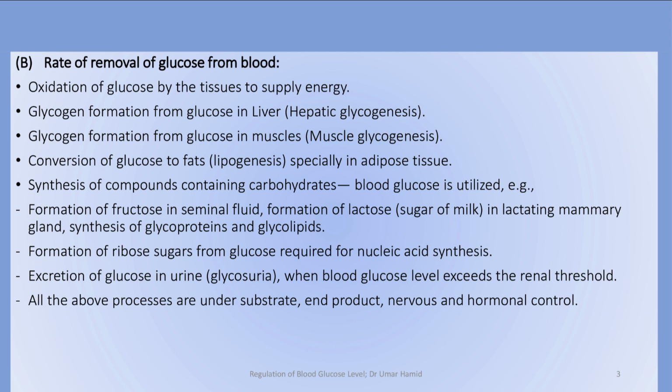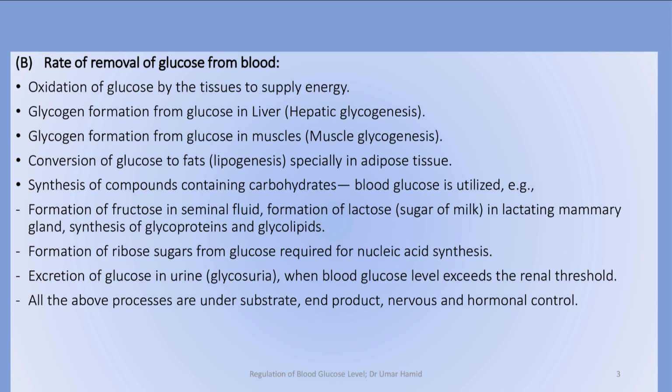Conversion of glucose to fats, that is, lipogenesis, especially in adipose tissue. Synthesis of compounds containing carbohydrates. Blood glucose is utilized, for example, for formation of fructose in seminal fluid, a very important point to be remembered from the laboratory point of view. Formation of lactose, sugar of milk, in lactating mammary gland. Lactose is the sugar which is present in milk. Synthesis of glycoproteins and glycolipids. These glycoproteins and glycolipids are present in cell membranes.